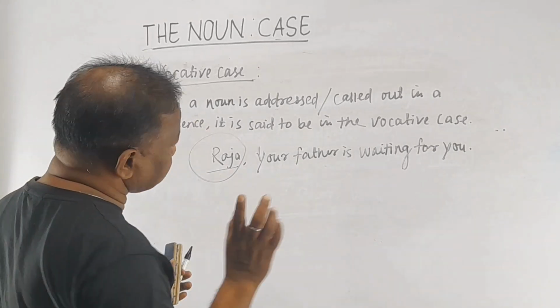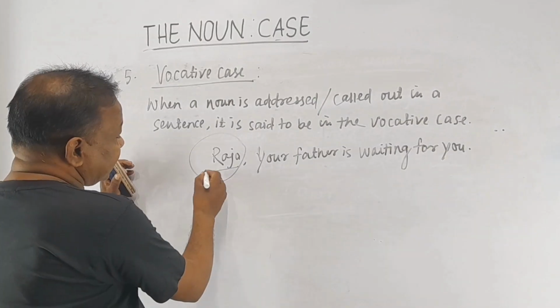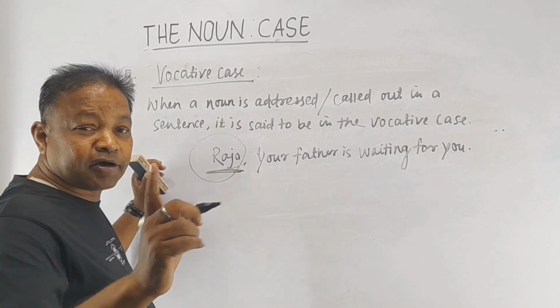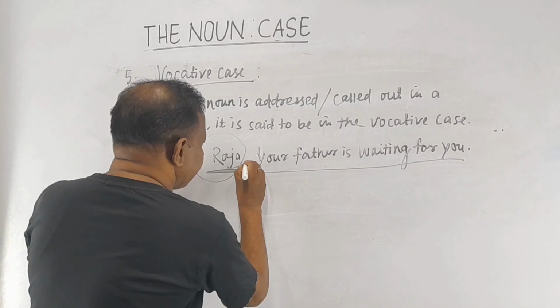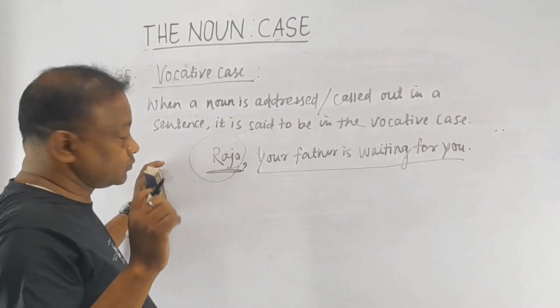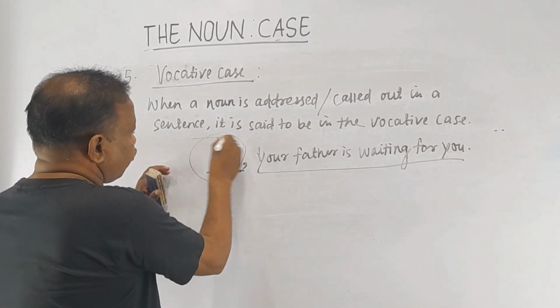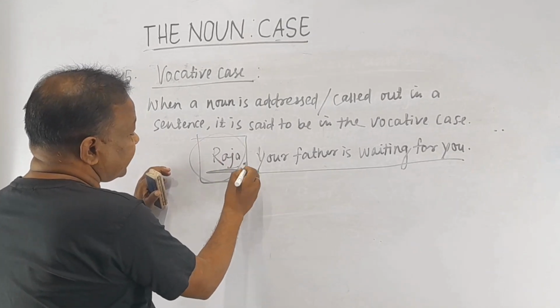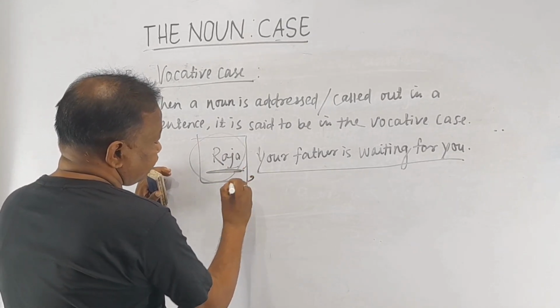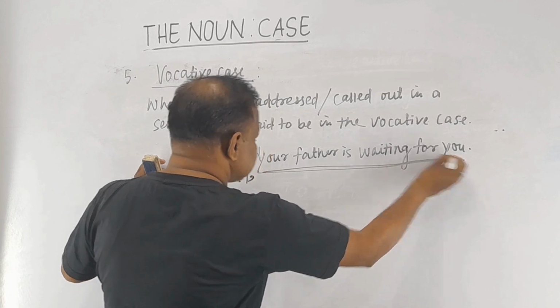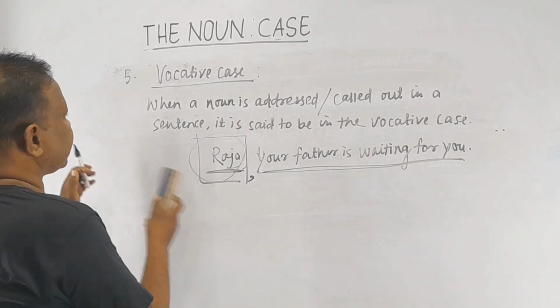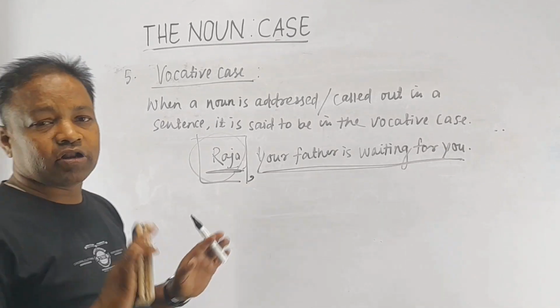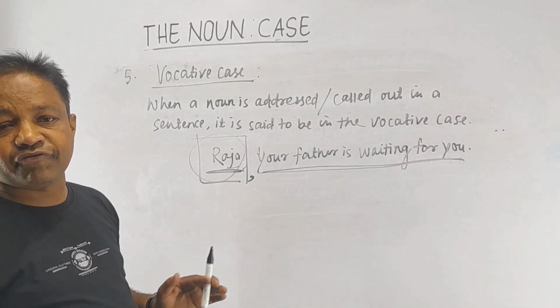Another important thing you should not forget. The vocative case is always separated from the rest of the sentence with the help of this comma. Listen again. The vocative case is always separated from the rest of the sentence with the help of a comma. Okay? This is all about types of cases.